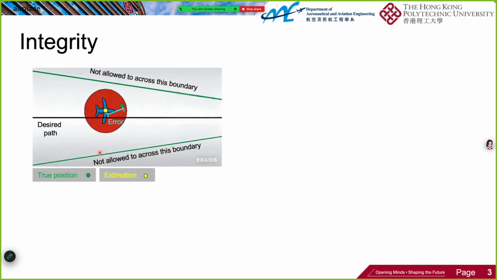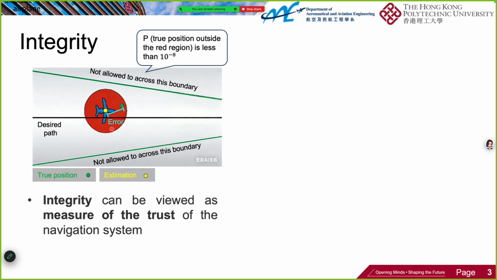In this figure, an airplane is requested to fly along the desired path. The yellow point is the estimated position, and the green point is the true position. And the difference between them is the position error. The airplane is not allowed to cross the boundary. In this case, integrity says that the probability of the true position being outside this red region is very small. So first, integrity can be viewed as a measure of trust in the navigation system.